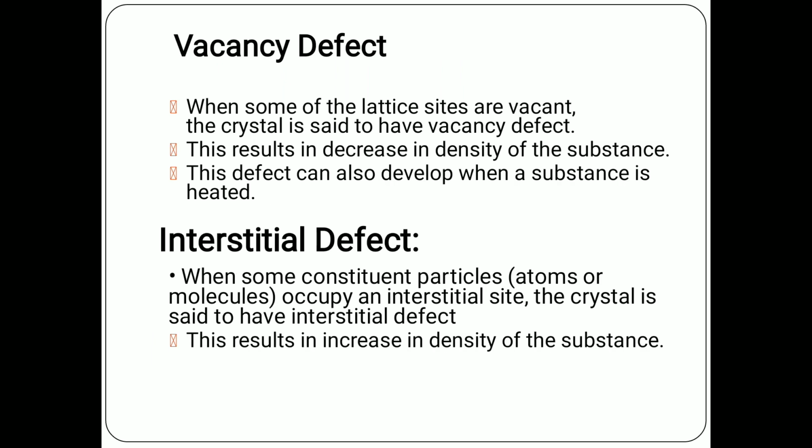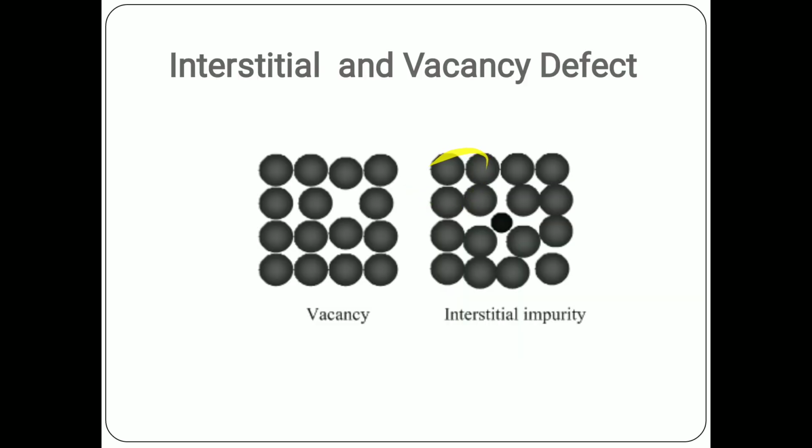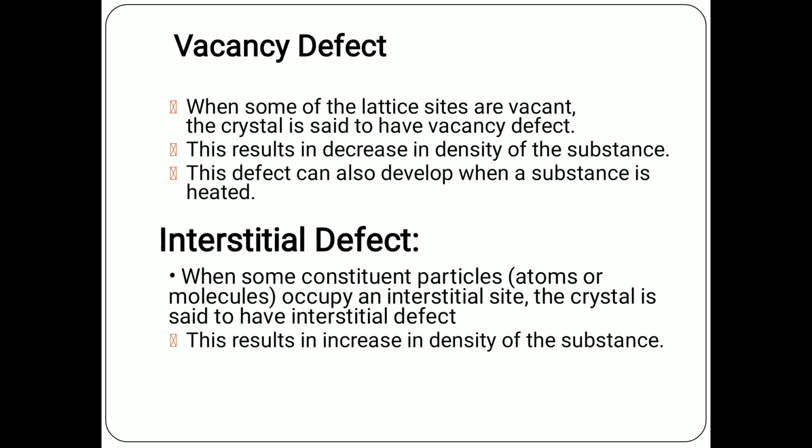Now what do you mean by vacancy defect? When a lattice site is vacant, then the crystal is said to have a vacancy defect. This results in a decrease in the density of the substance. You need to concentrate on this area for the question of density. Okay, so in the vacancy defect, the density of the substance decreases.